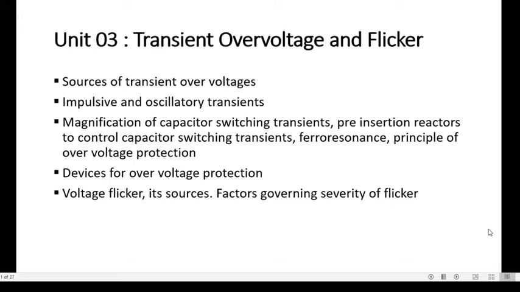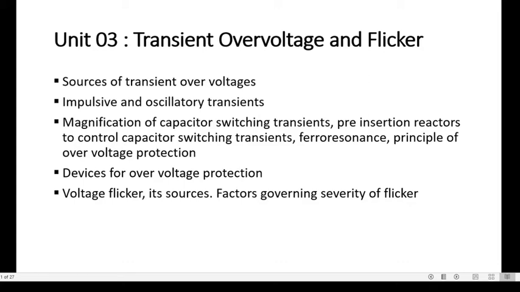We shall discuss today our new topic. That is unit number 3, transient overvoltage and flicker. So just go through the contents of unit number 3 for a while. So what are the contents?